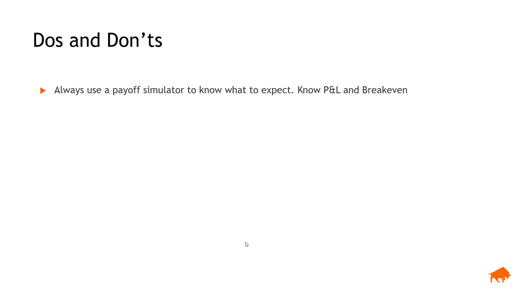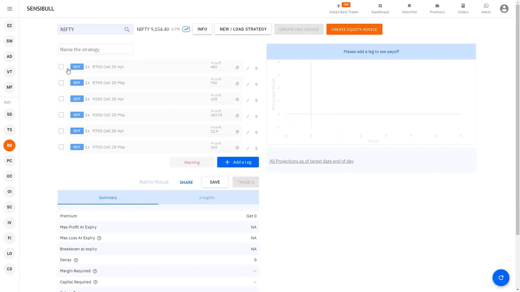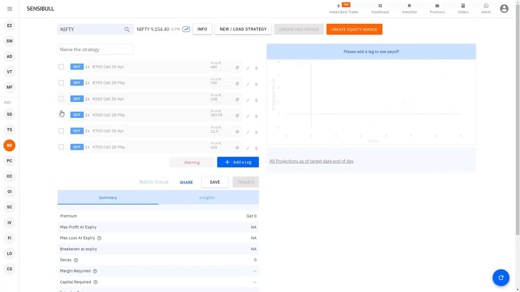Last section on this one, it's been a slightly lengthy one. The last section is do's and don'ts. Always use a payoff simulator to know what to expect. Compare different scenarios. This is important, right? You have to always compare different scenarios whenever you're making any decision in life. You can't decide, let me just go buy the 9,000 call of April. That's not how it works. You have to ask yourself, what is the move which I'm going to play? Is it going to be a big move, a bad move? You have to compare the 9,200 call of April with the 9,200 call of May and see which one is better, right? This is how you do things.